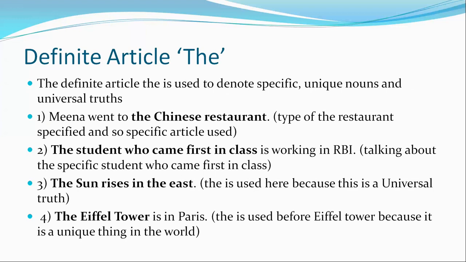We are passing on to the definite article, that is, the definite articles are otherwise called specific articles. That is, it appears only before the nouns which exhibit some specific quality, some special quality. So it carries three general conditions. Like it comes only before specific nouns, it comes only before unique nouns, and it will come only before mentioning universal truths. Taking the first example, Meena went to the Chinese restaurant.